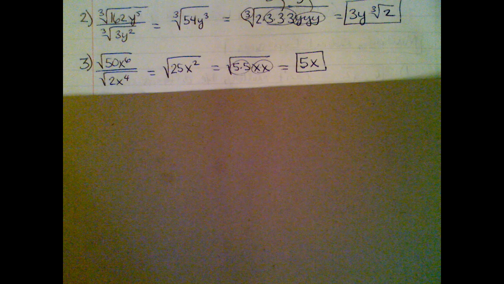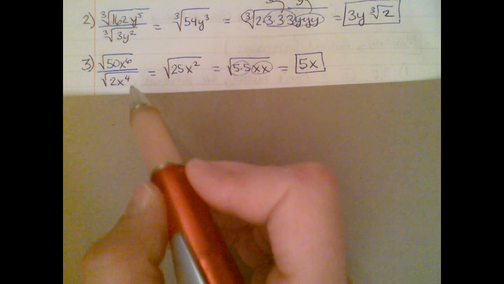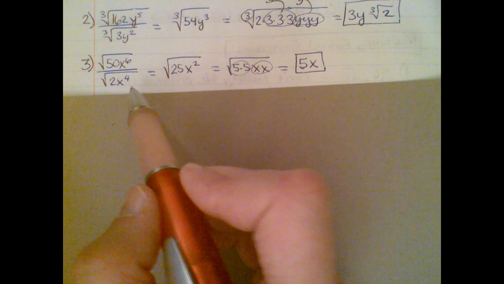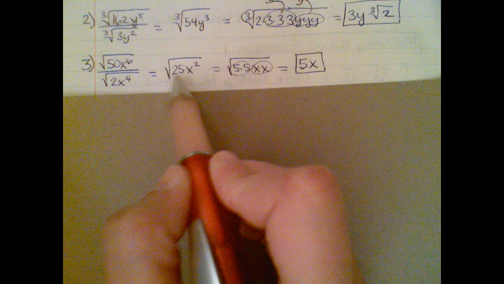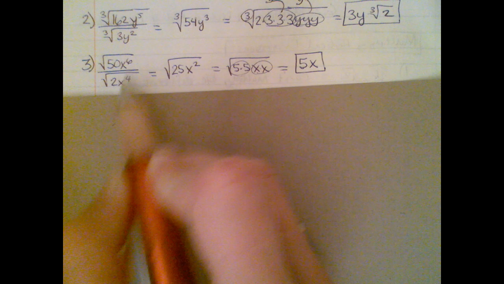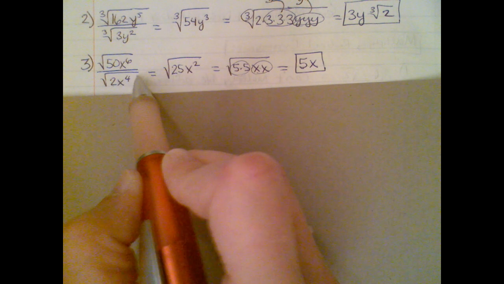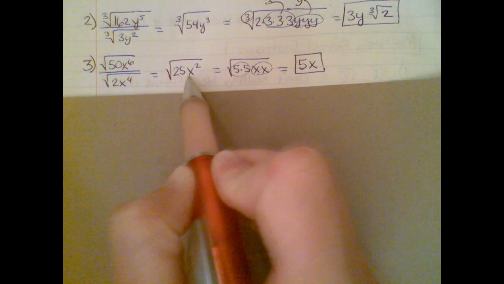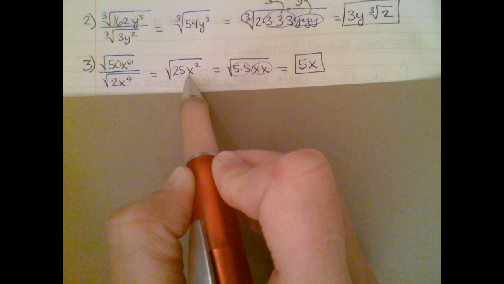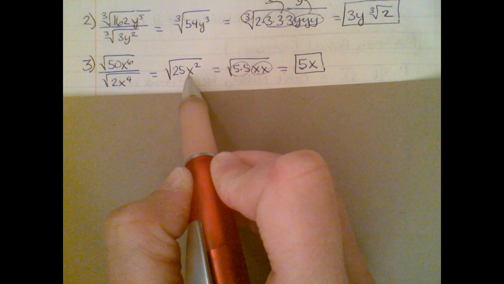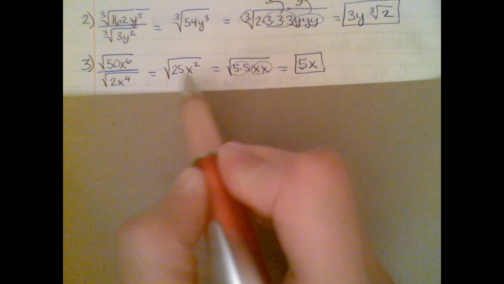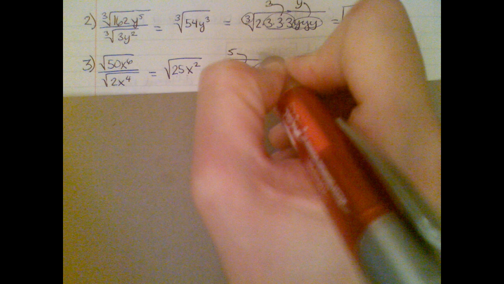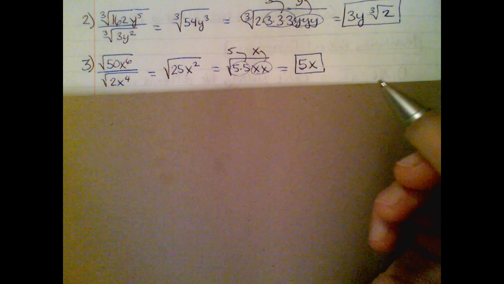The next one, we have the square root of 50x to the 6th power divided by 2x to the 4th power. So we go ahead and divide. 50 divided by 2 is 25. We have 6 x's on top, 4 x's on bottom, so 4 of them are going to cancel out. We have 2 left on top. So we would have then, when we divide it, square root of 25x squared. We expand that out using our factor tree. So 25 would be 5 times 5. We have 2 x's. We put them in pairs of 2, so we bring out a 5, bring out an x, so our final answer would be 5x.